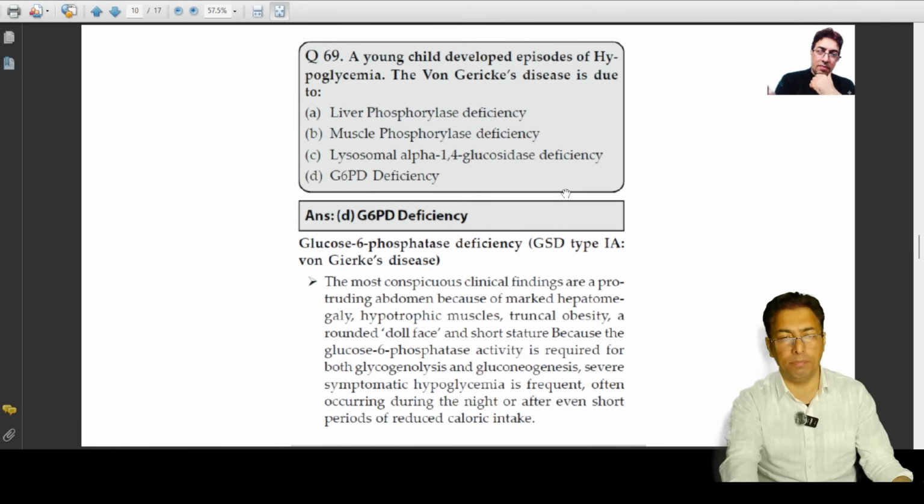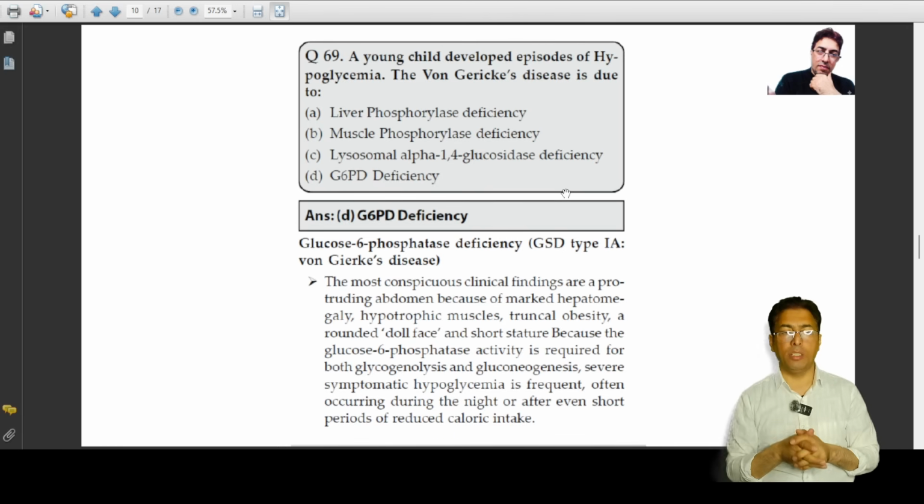Now, this is another question from pediatrics. A young child develops episodes of hypoglycemia. Von Gierke's disease is diagnosed and it is due to. Here the examiner tests your ability to know the enzyme deficiency, whether it is liver phosphorylase, muscle phosphorylase, lysosomal alpha 1,4 glucosidase deficiency, or G6PD.